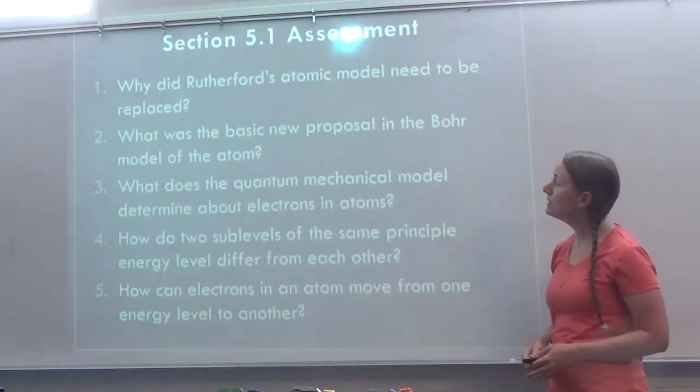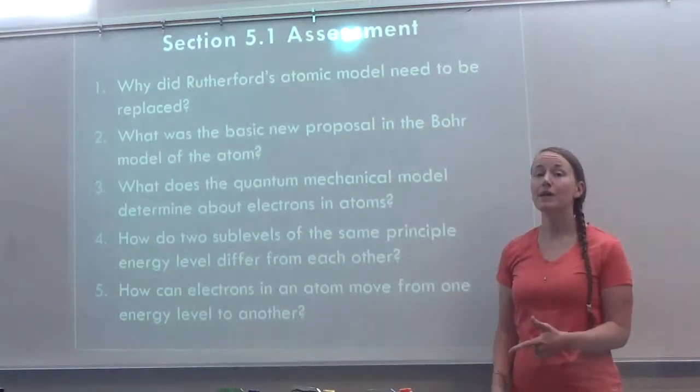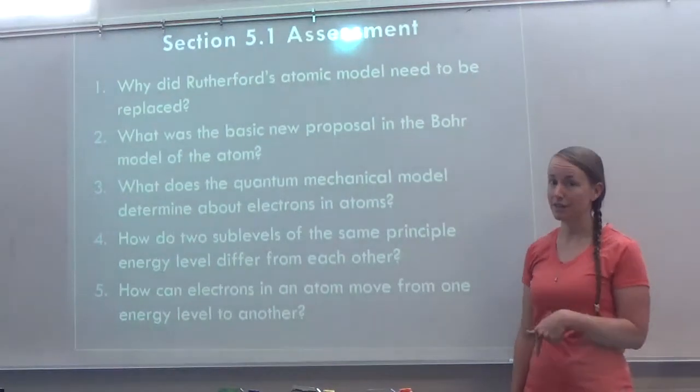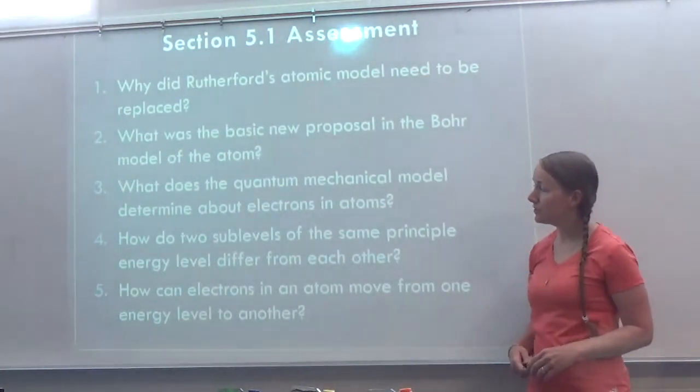So number 3, what does the quantum mechanical model determine about electrons and atoms? Remember, it's the mathematical probability of finding the electron. Okay, so it shows us the mathematical probability of finding an electron.